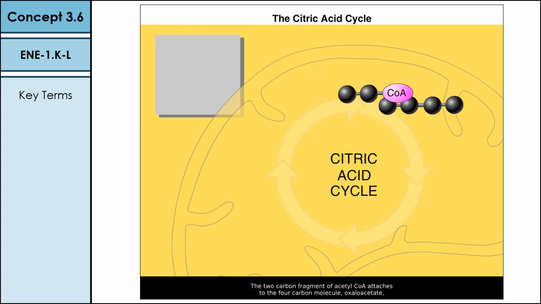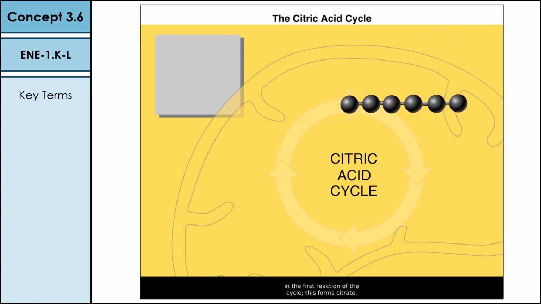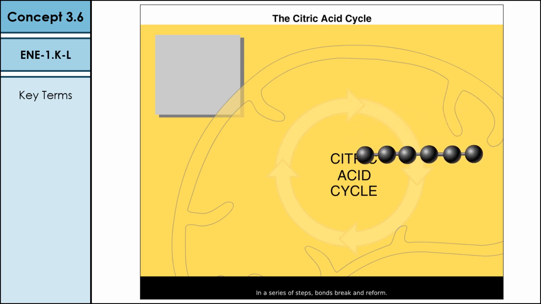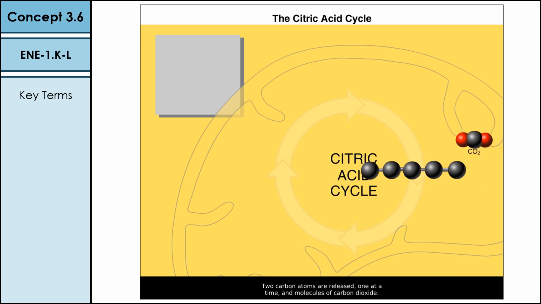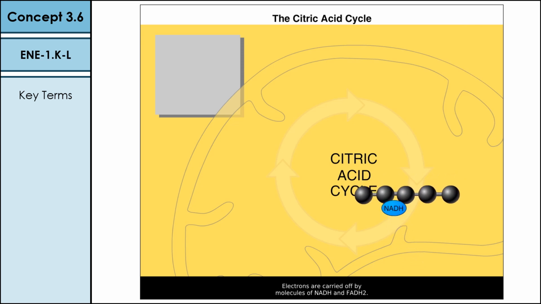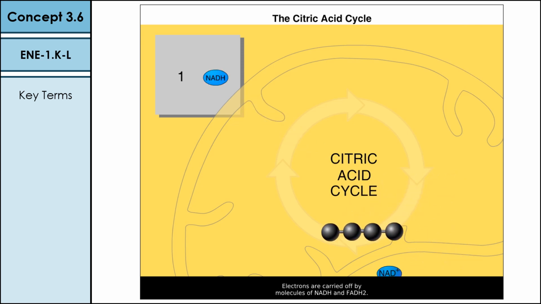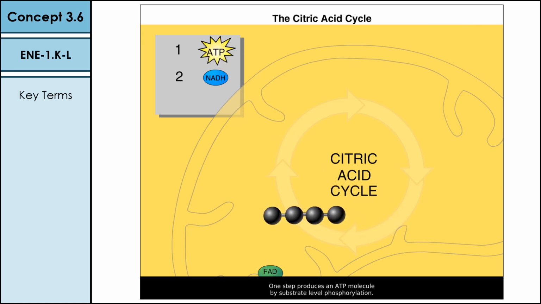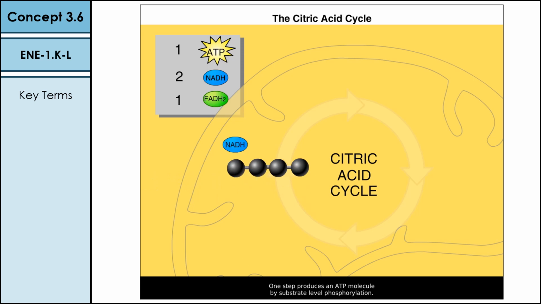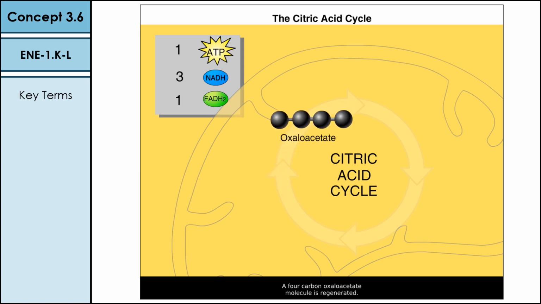The 2-carbon fragment of acetyl-CoA attaches to the 4-carbon molecule oxaloacetate in the first reaction of the cycle. This forms citrate. In a series of steps, bonds break and reform. 2 carbon atoms are released, one at a time, in molecules of carbon dioxide. Electrons are carried off by molecules of NADH and FADH2. One step produces an ATP molecule by substrate-level phosphorylation. A 4-carbon oxaloacetate molecule is regenerated.